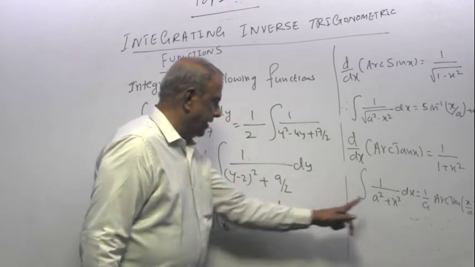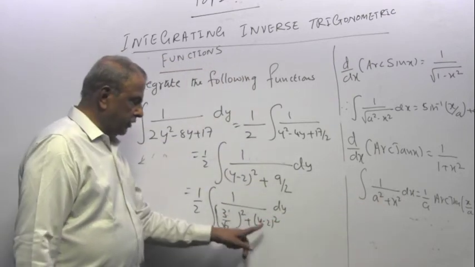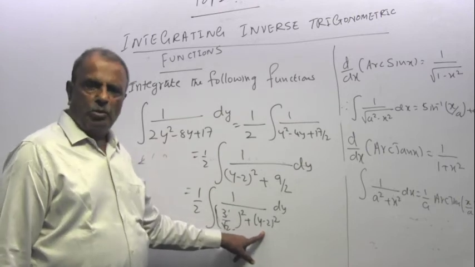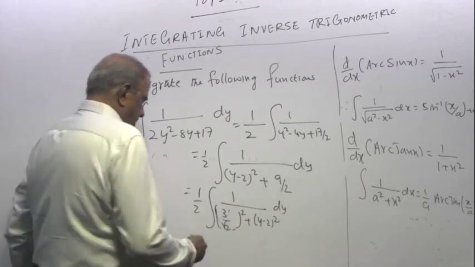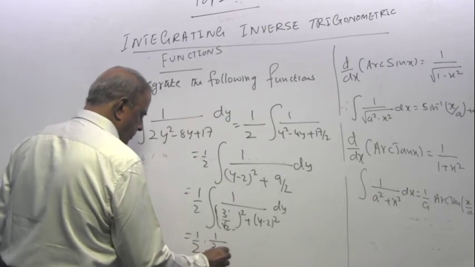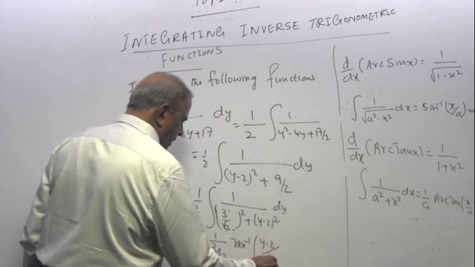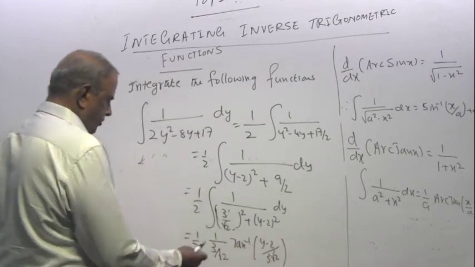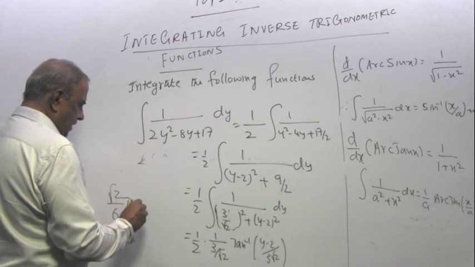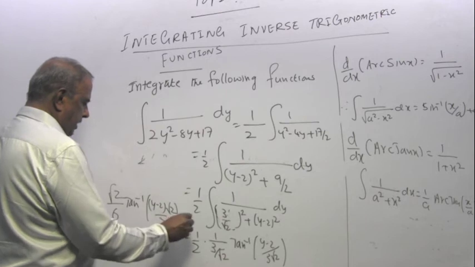So your a is 3 over root 2, your x is y minus 2. When I differentiate y minus 2, I get 1, which is a constant, so I can apply the formula directly. So it becomes half times 1 over a tan inverse x over a. So this root 2 goes up. So it is root 2 over 6 tan inverse ((y minus 2) root 2 over 3) plus c.